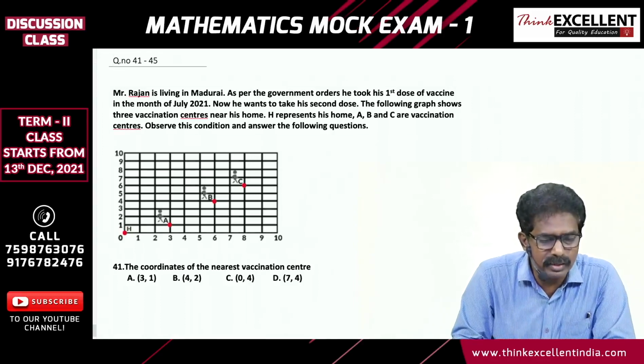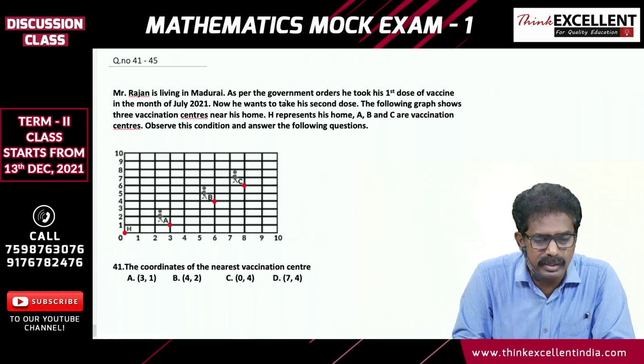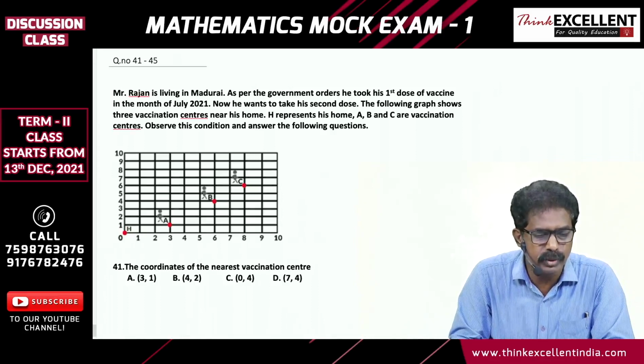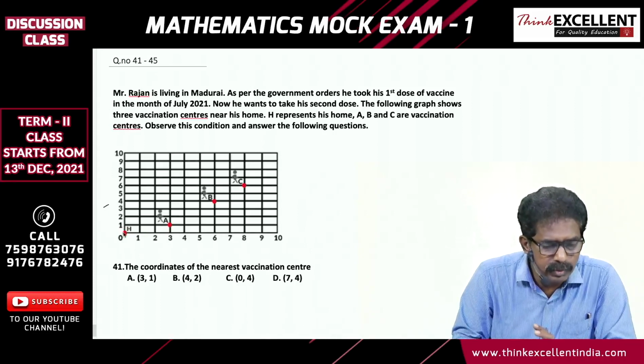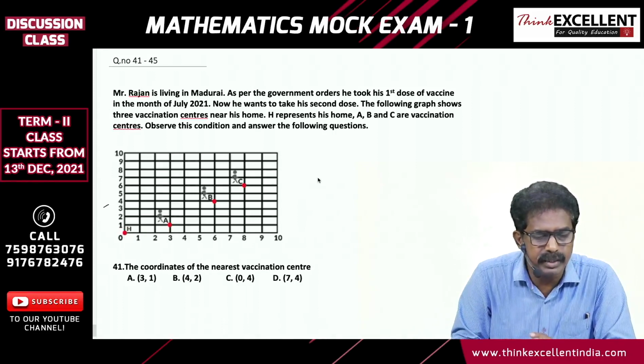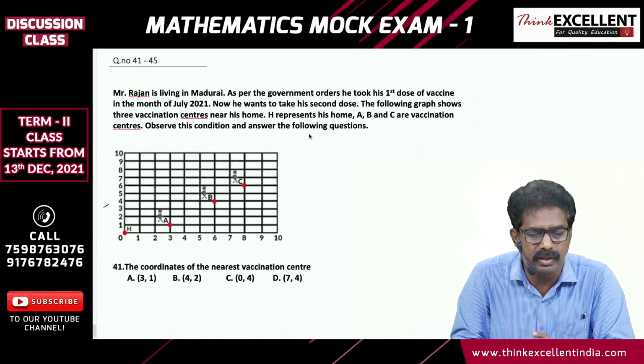So Mr. Rajani is living in Madurai. As per government orders, he took his first dose of vaccine in the month of July 21. Now he wants his second dose. The following graph shows 3 vaccination centers near his home. H represents his home. H is here. Yes, that's the origin 0, 0. A, B, C are vaccination centers. Observe the condition and answer the following questions.